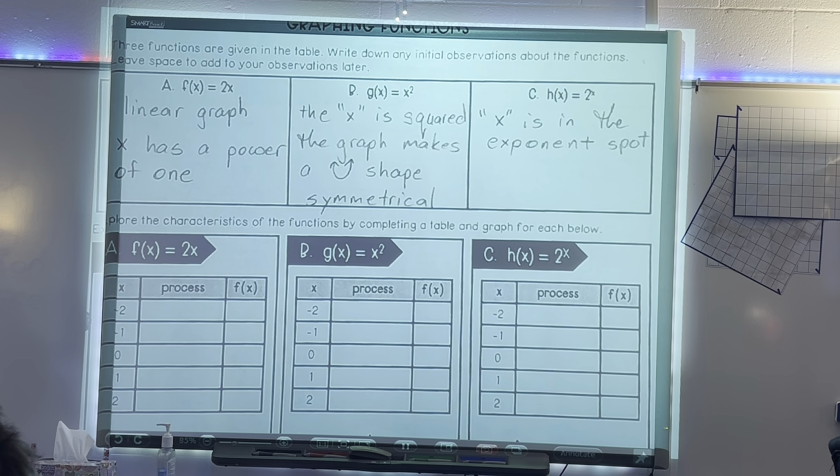This is the one we use the most often with these types of functions. So this is called an exponential function because x is in the exponent spot. That's why it's called that. Okay, so if you think about that like here, if I take 2 and I take it to the first power, it's 2, right? If I take 2 to the second power, what do I get?